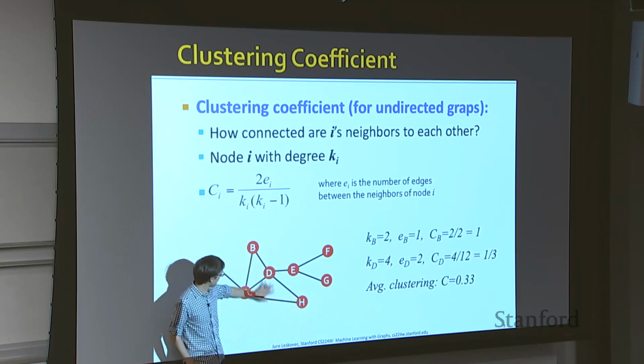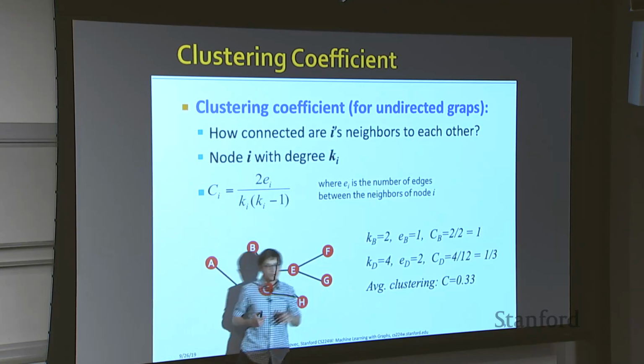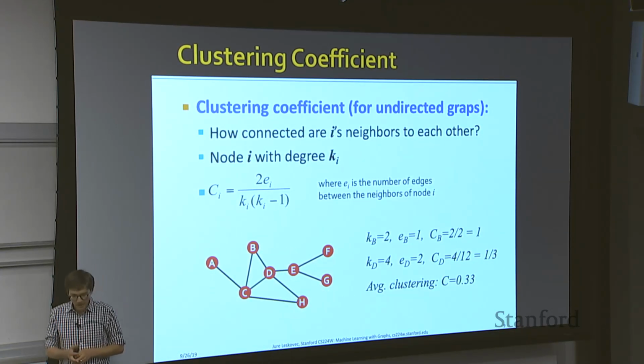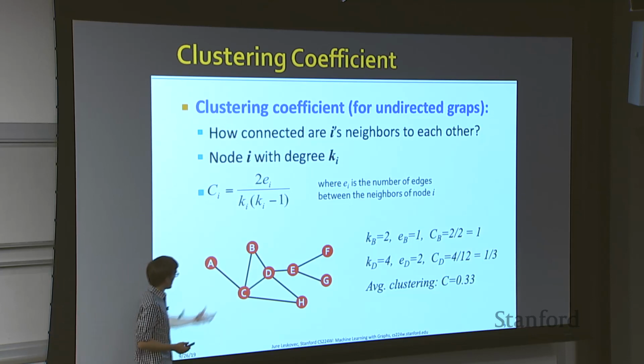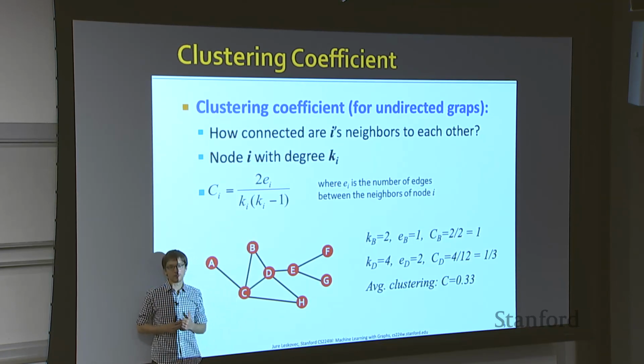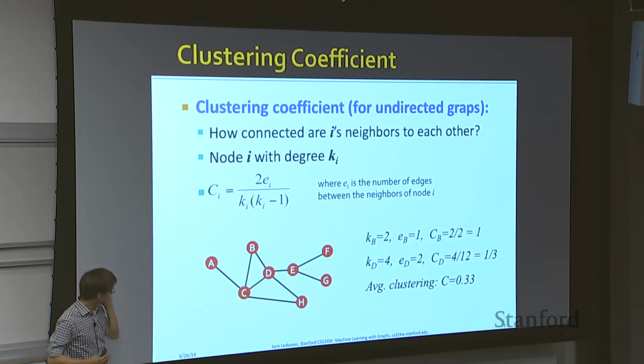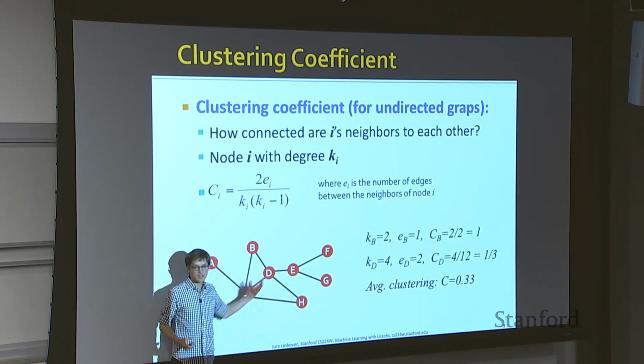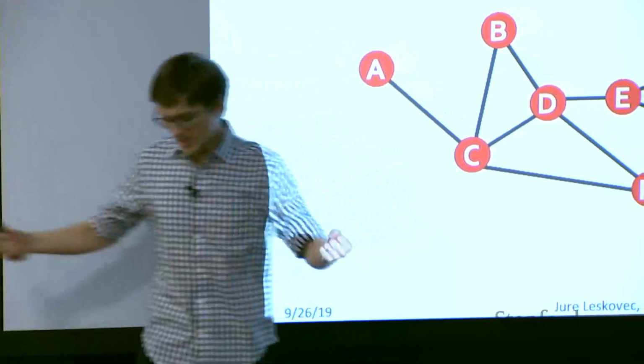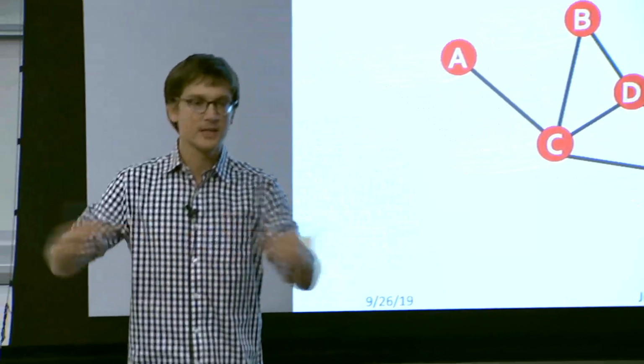Here I have another example where I tried to compute some clustering coefficients for different nodes, and the average clustering coefficient for this graph would be 0.33. So this means that about a third of random nodes' friends are connected to each other, right? And what we see in social networks, this clustering is very high, right? That essentially people who are my friends tend to know each other, right?